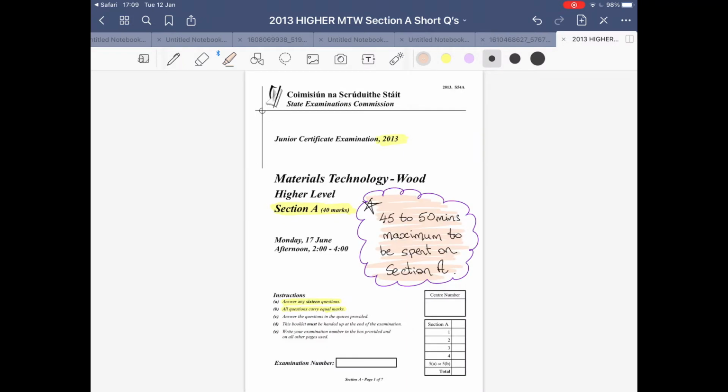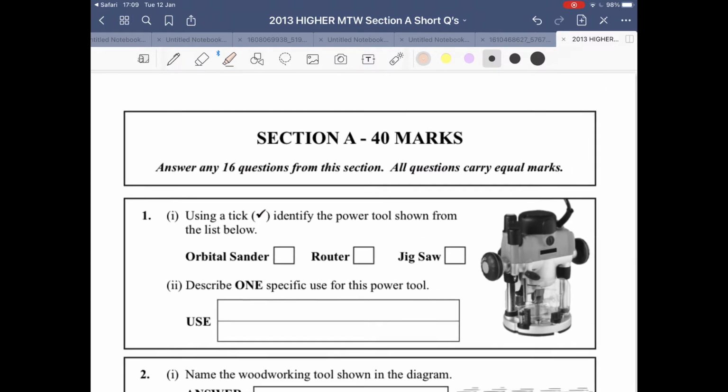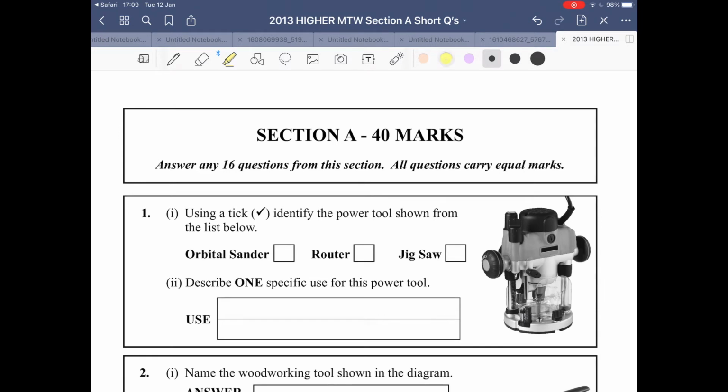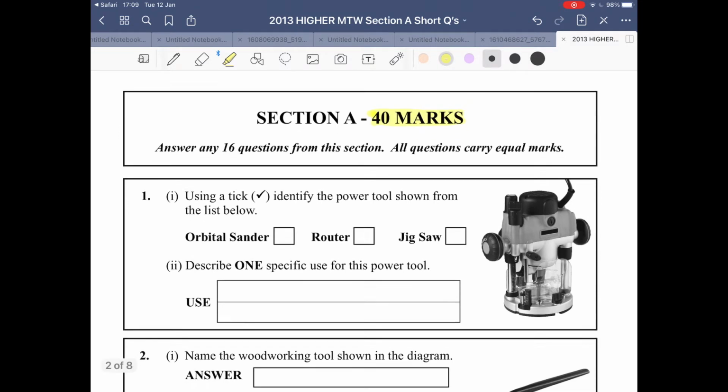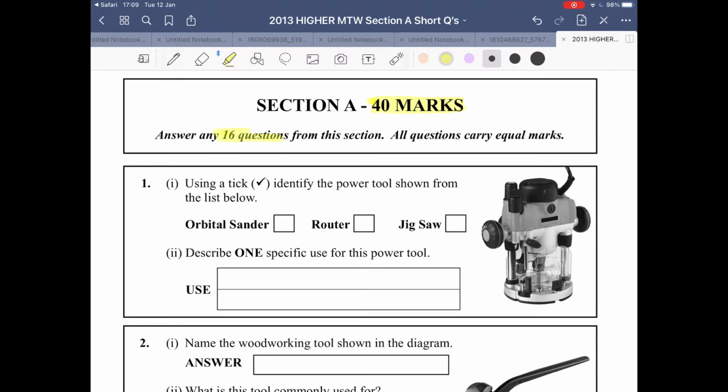It's going to come up now any minute. Here we go. Okay, so question 1 this year was, using a tick, identify the power tool shown from the list below. So if you look at it, it is certainly not an orbital sander, it is not a jigsaw, it is a router.